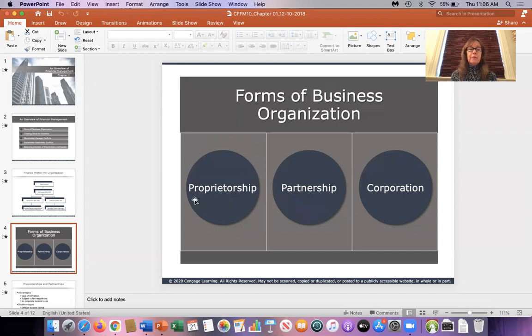The majority of organizations in this country are sole proprietorships, over 80%. But the majority of sales comes from corporations because you have these large corporations. And then also remember that a corporation can be a privately held corporation or a publicly traded corporation. So let's say that you're a sole proprietorship or you're in partnership with some people and you decide to incorporate.